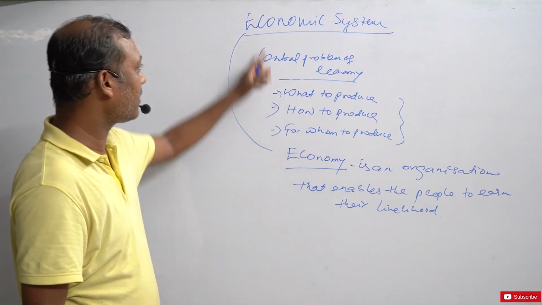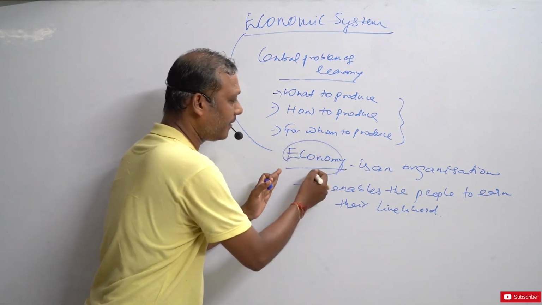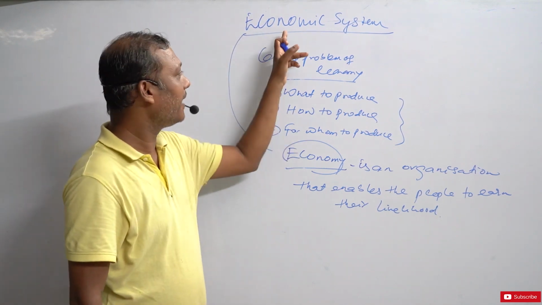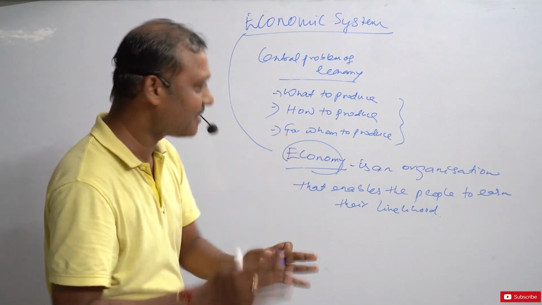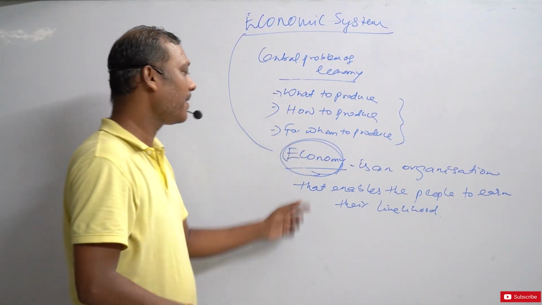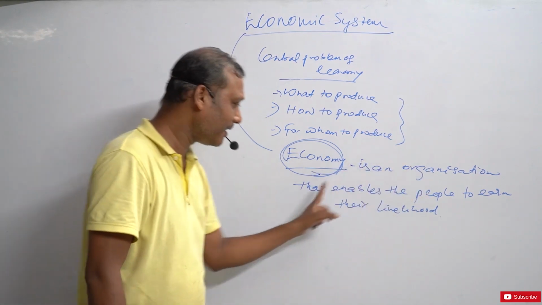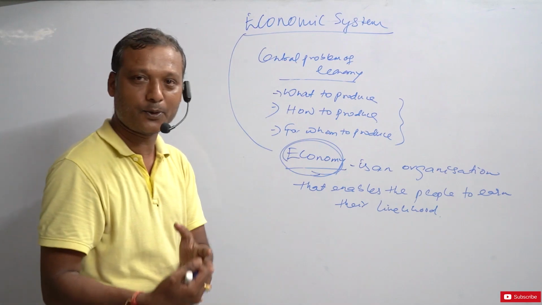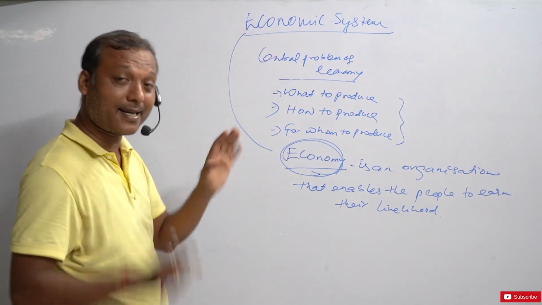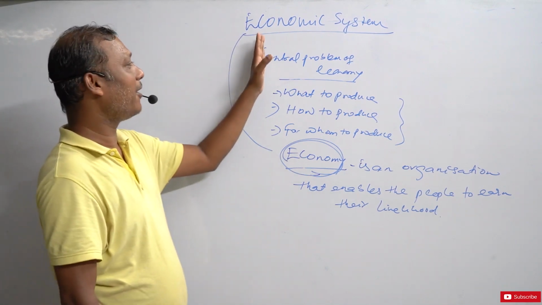Let us go to our main point, that is economic system. Economic system is nothing but an organization that sets the rules and regulations for the operation of an economy. I am repeating, economy and economic system. Economy is an organization, an institution that enables people to get their income, to get their livelihood. And one more point, economic system is the system that sets the rules and regulations for the operation of the economy. So this is the point of economic system.